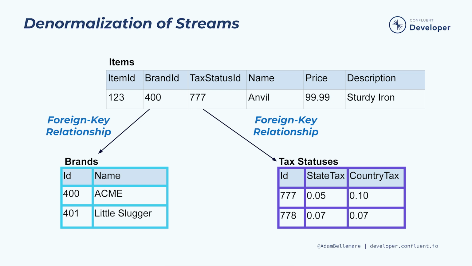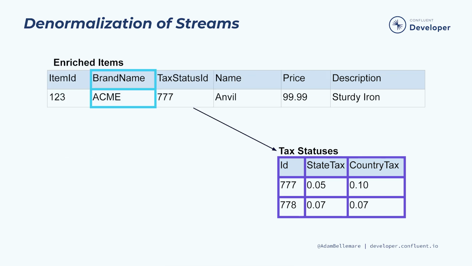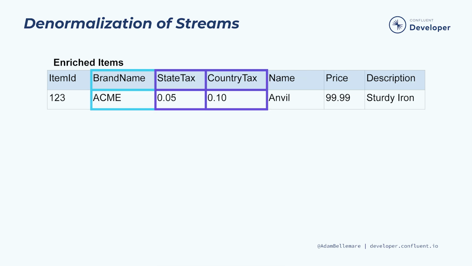First, let's join in the brand data. The brand name has now been made part of the enriched item event. We decided to drop the brand ID as it wasn't necessary anymore beyond resolving that original join. Next, we'll also join in the tax statuses in the same way. Finally, here's our enriched item event. This denormalized format is much easier to use by end consumers. They don't have to join the data together, and they're also no longer directly exposed to the internal data model of the source.